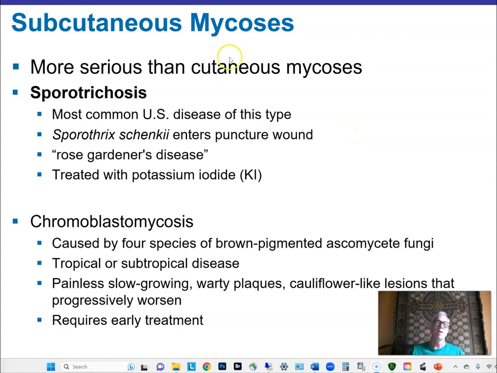Sporothrix schenckii is something else I should have reserved that discussion for when we got down to the bottom. This is called rose gardener's disease. It's associated with hay, moldy hay, or rose bushes. If you have a big rose garden, or you know someone that does, you might find that they've experienced infection with sporotrichosis, or sporothrix, I should say. It'll cause a fungal infection of the skin where those puncture wounds were.